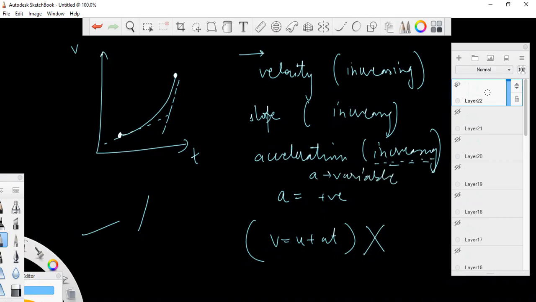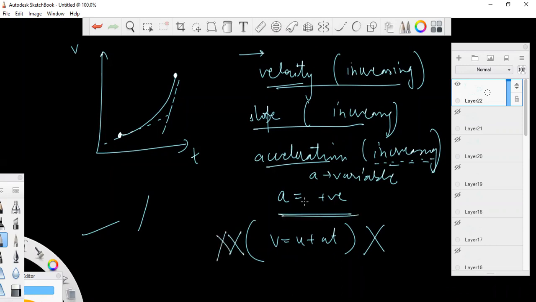Chalo, I'm just making a few graphs like this. I told you a few things, right? That velocity is increasing, slope of the graph is increasing, so we can say acceleration is increasing. And because the velocity is increasing, I can say that acceleration is positive, and I cannot use these equations over here. Like this, whatever you can understand from that graph, just write about this. That is part of your homework.